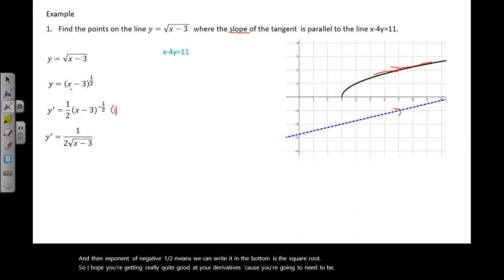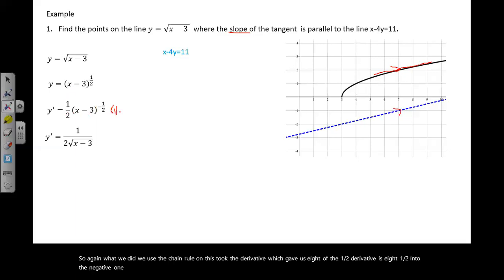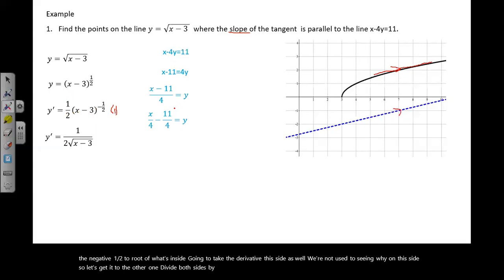So again, what we did, we used a chain rule on this, took the derivative, which gave us a to the 1/2, derivative is a to the negative 1/2, times the derivative of what's inside. We're going to take the derivative of this side as well. We're not used to seeing y on this side, so let's get it to the other one. Divide both sides by 4. And then I would recommend writing them as separate fractions, and I'd even recommend writing it this way.